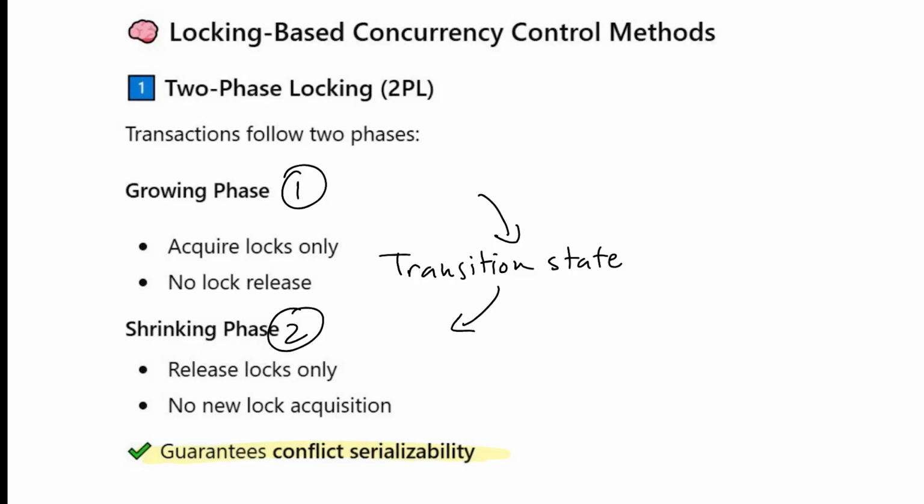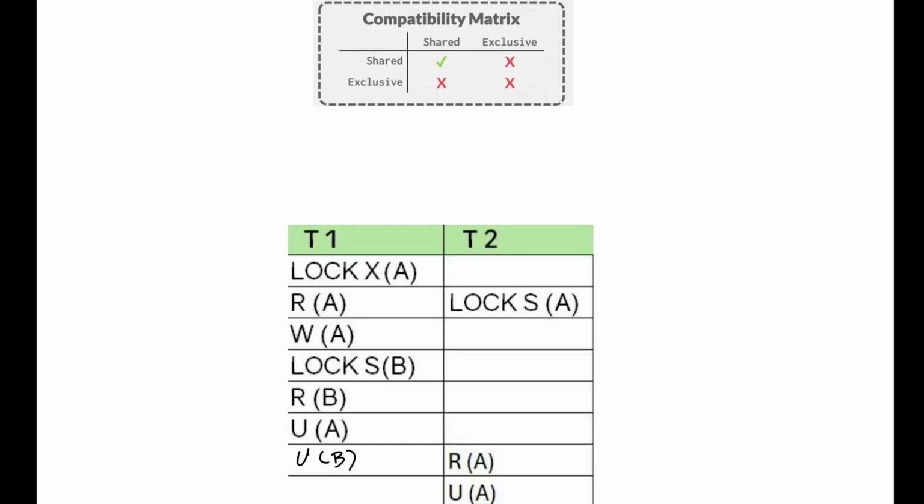Before we dive deeper, let's check the compatibility table. There are four possible lock combinations: shared-shared, shared-exclusive, exclusive-shared, and exclusive-exclusive. Only shared-shared allows transactions to run simultaneously. For the other combinations, the transaction must wait until the lock is released.